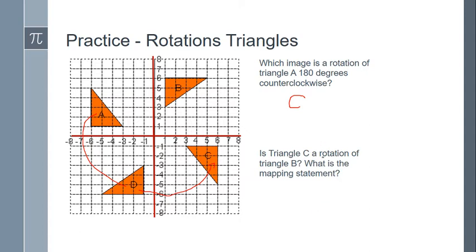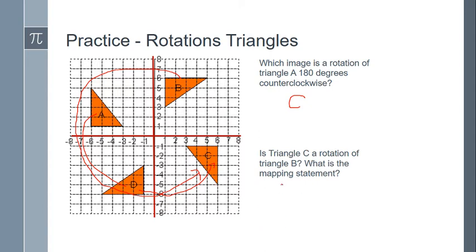Is triangle C a rotation then of triangle B? And what would be the mapping statement? Well, from the last slide, this should be very familiar, right? So triangle C is in fact a rotation of triangle B. And in the positive direction or the counterclockwise direction, it's a 270-degree rotation.